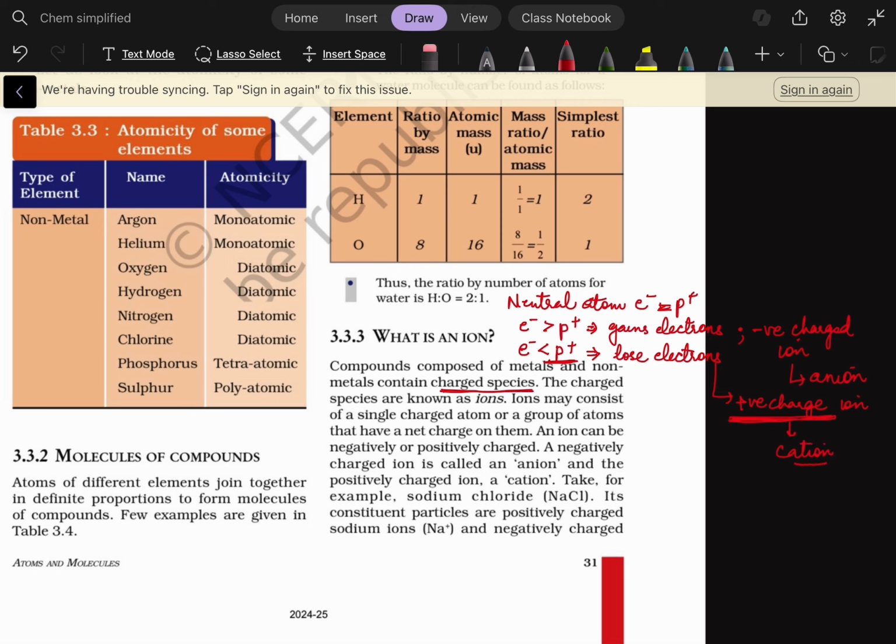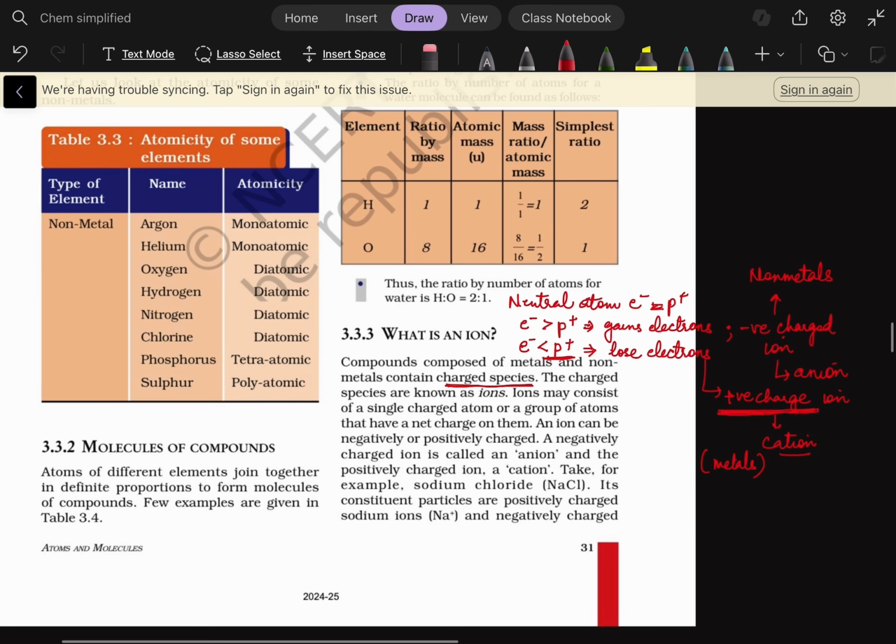Generally, metals have the tendency to lose electrons, so they form cations, and non-metals have the tendency to gain electrons, so they form negatively charged ions called anions. These oppositely charged ions, positive ions and negative ions, that is cations and anions, are attracted by ionic forces of attraction, and they form ionic compounds.